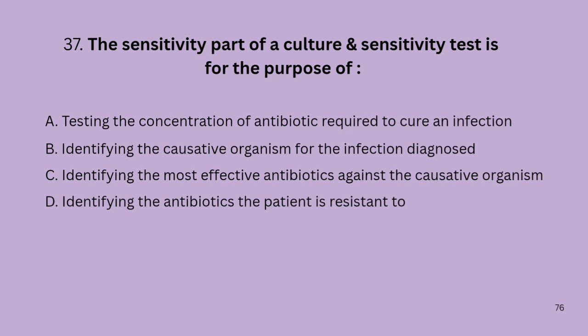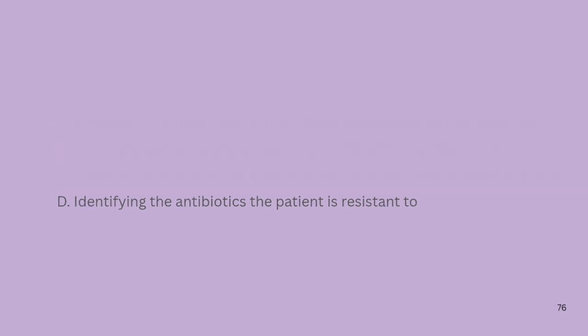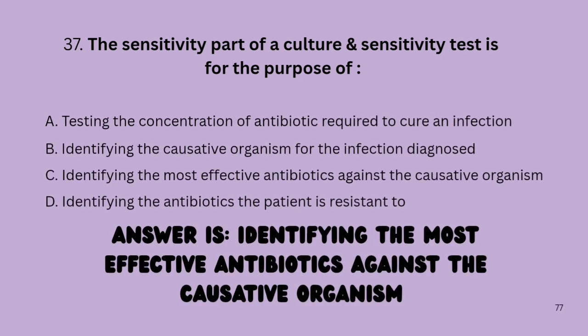Number 37. The sensitivity part of culture and sensitivity test is for the purpose of testing the concentration of antibiotic required to cure infection, identifying the causative organism for the infection diagnosed, identifying the most effective antibiotics against the causative organism, identifying the antibiotics the patient is resistant to. The correct answer is identifying the most effective antibiotics against the causative organism.